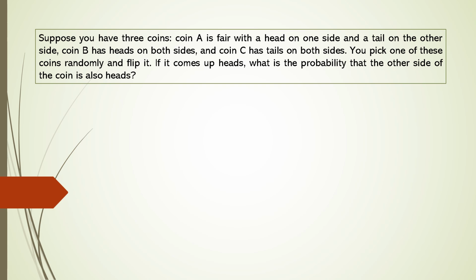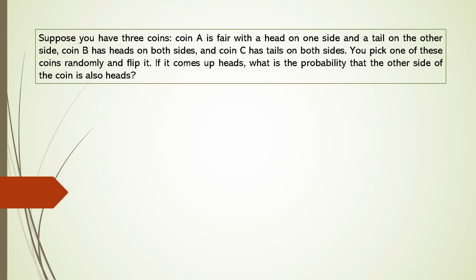With this question, I'm going to try two methods. One is the Venn diagram, the other is the tree diagram. Okay, in the question, we have three different coins, A, B, C. Coin A is fair with a head on one side and a tail on the other side. Coin B has both sides heads. Coin C has both sides tails.